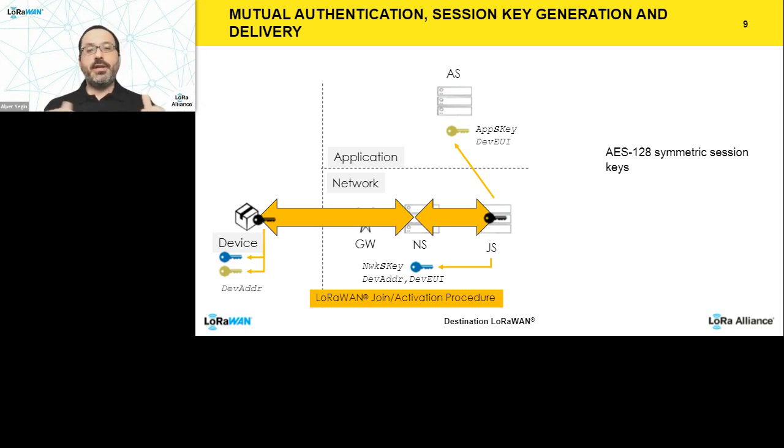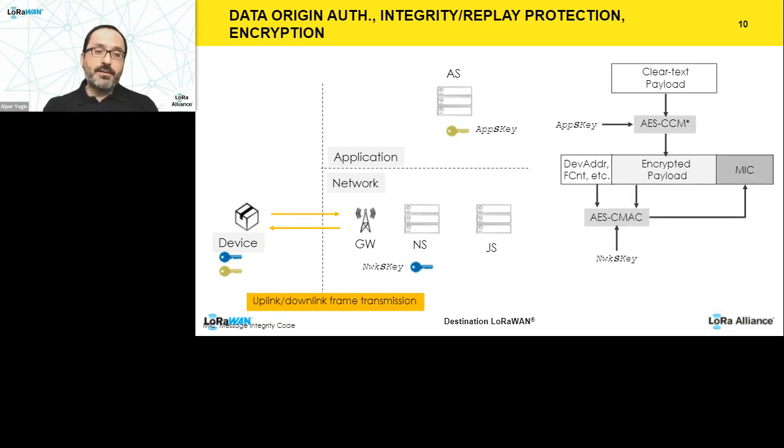Not only does it achieve mutual authentication, but it also generates the so-called session keys, which are used subsequently for securing the link and also securing the application payload delivery end-to-end between the device and the application server. These keys are called network session key and application session key, and they are as well AES 128 symmetric keys. And now that we have these session keys, we proceed to use these session keys for securing the data transmission.